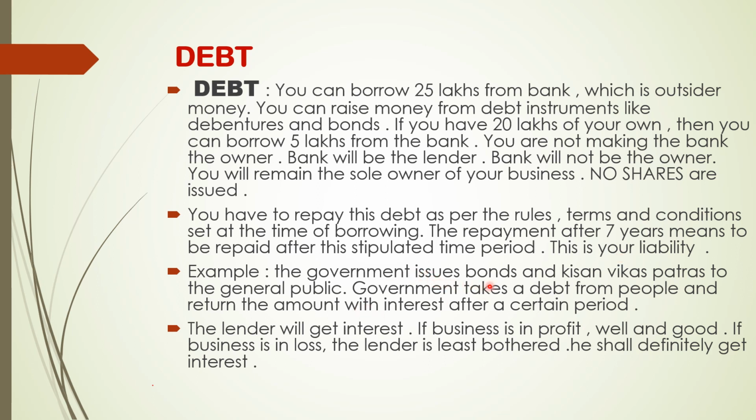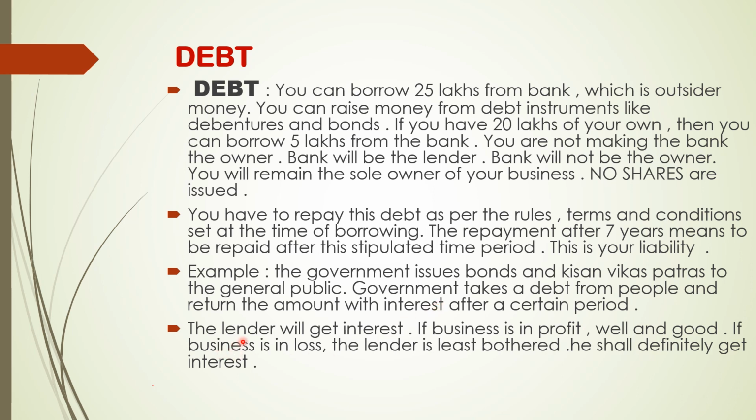Supposing the government also issues bonds and Kisan Vikas Patra to the general public. We people also buy these bonds, okay? And after a stipulated time, say 7.5 years or 8.5 years, you get back your original principal with the interest amount included in it. So this is also the government taking a debt from the people.